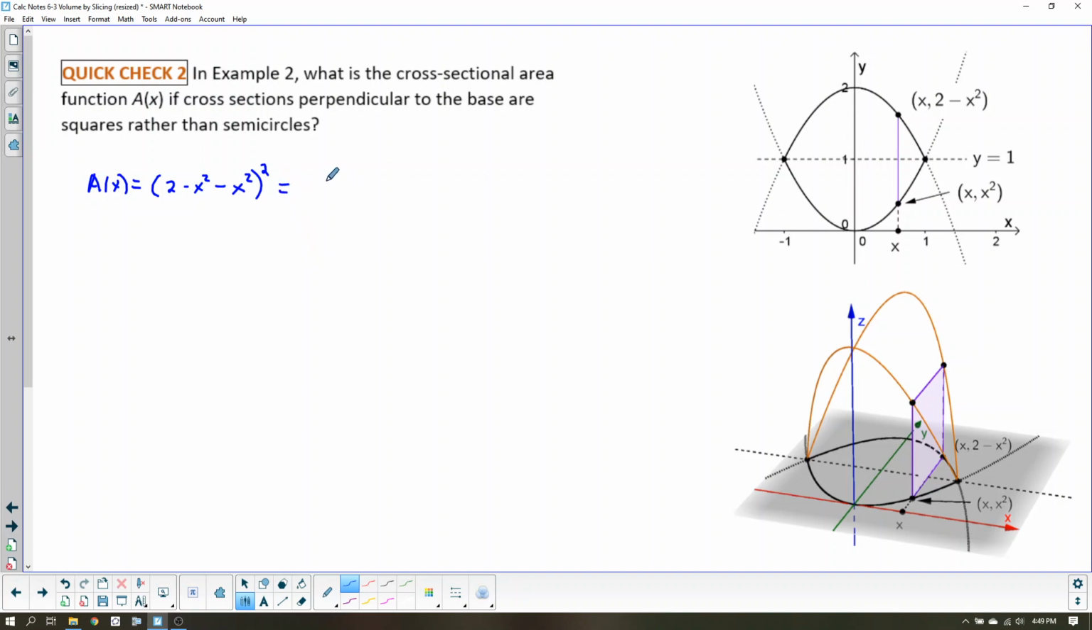So if we simplify this, this is really (2 minus 2x squared) squared. Now I could factor a 2 out of this, but to pull it all the way out, I also have to square it. So that would come out as 4 times (1 minus x squared) squared.